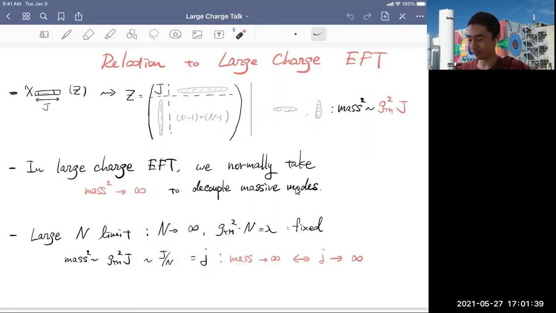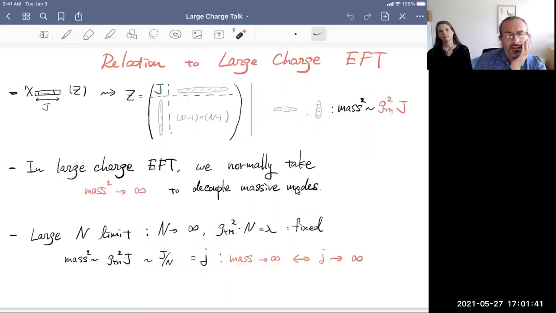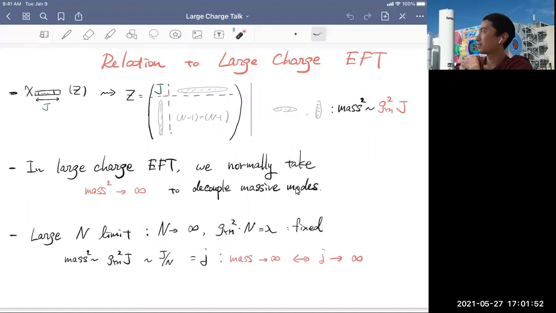DBI action. Can you give us at least a general understanding of what breaks when you consider the 1/n corrections? I mean, just a picture, not equations. Yeah, I see. 1/n correction. Yeah, that's a good question.